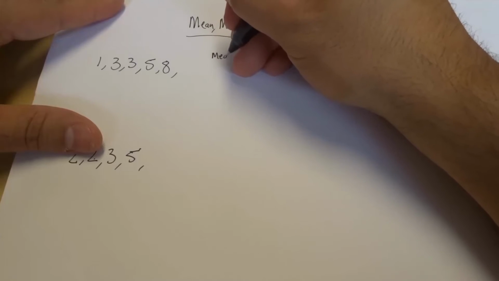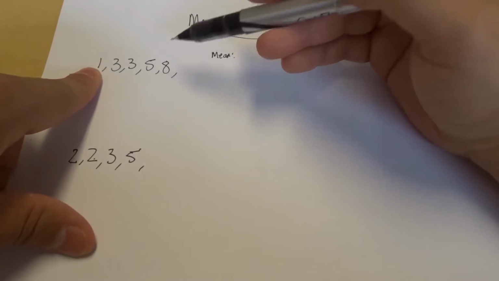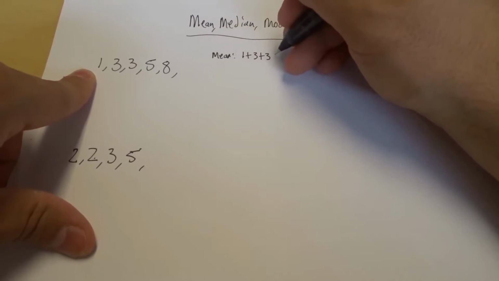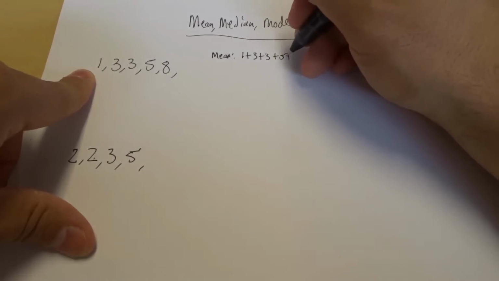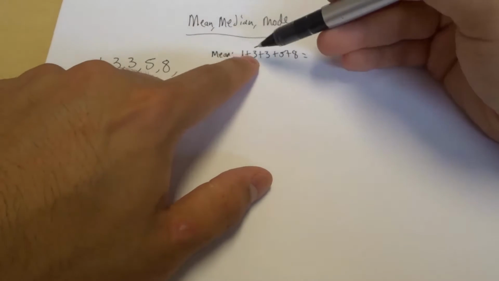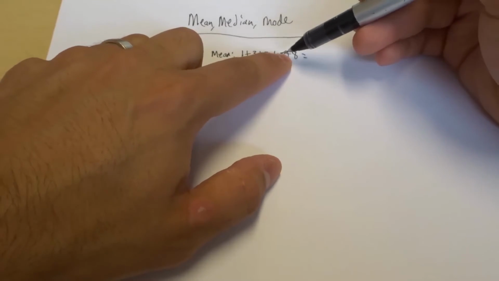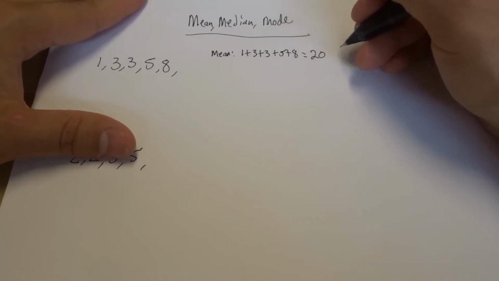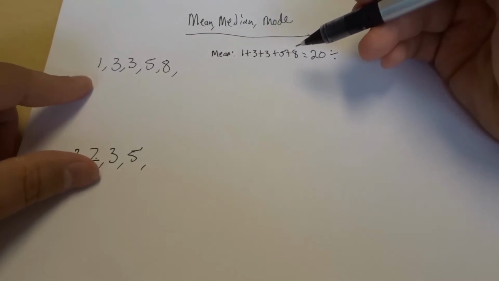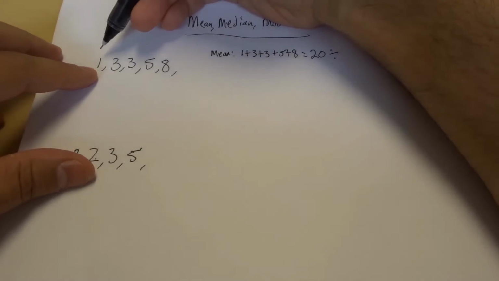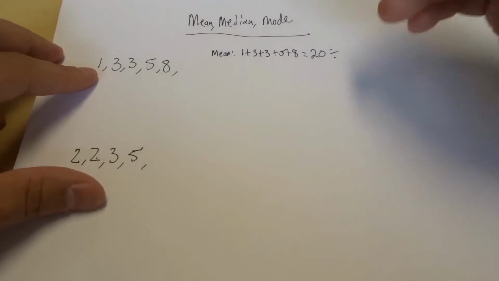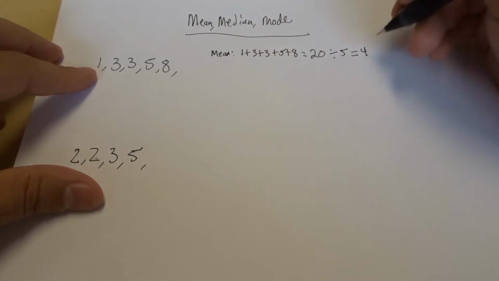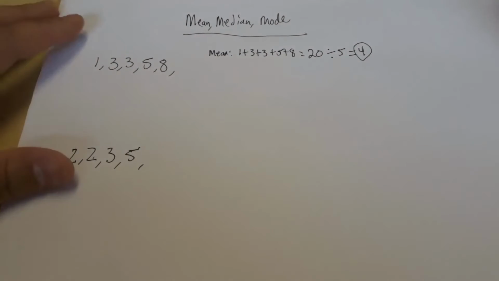To calculate the mean for this set of numbers right here, we would add all the numbers together. So let's add them up: 1 plus 3 plus 3 plus 5 plus 8. Let's get the total. 1 plus 3 is 4, plus 3 is 7, plus 5 is 12, plus 8 is 20. So we have 20, and then we're going to divide this number by the total number of numbers. So let's count how many numbers are in this set: 1, 2, 3, 4, 5. So 20 divided by 5 is equal to 4. So our mean is actually 4. Very simple. It's as simple as that.